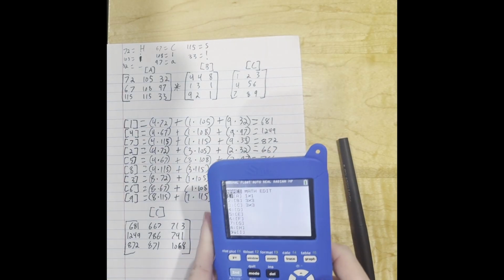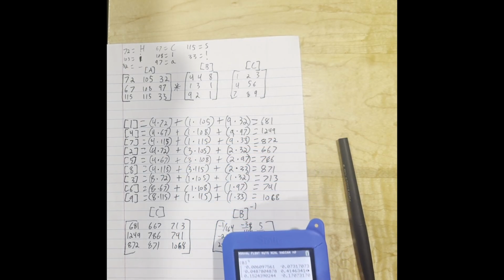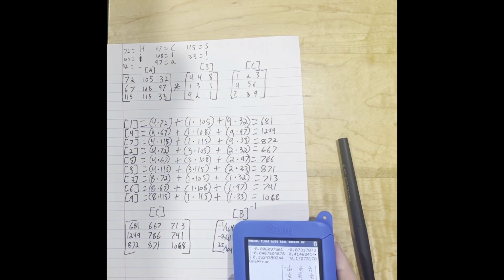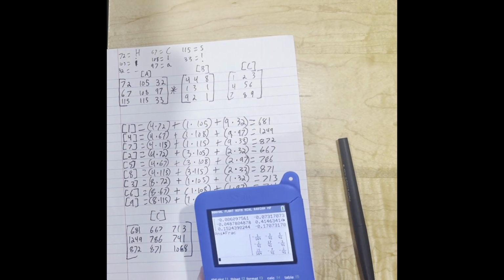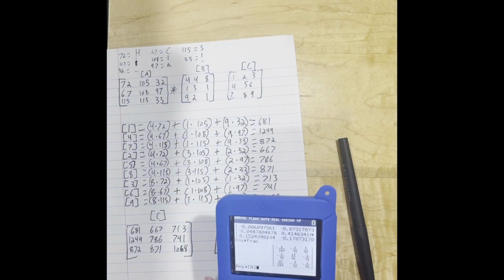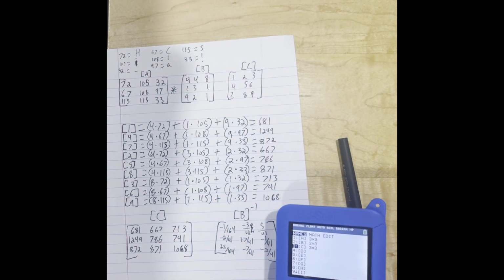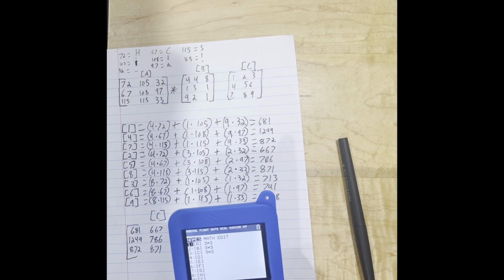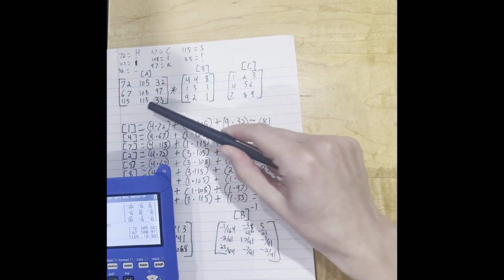So if I take the inverse of matrix B, which is this ugly thing, we can convert this into fractions. You can see this is the same thing that I wrote down here. And we're going to store this in matrix A. So then, if we take matrix C, our encrypted message, and multiply it by matrix A, we get our original message, fully intact.